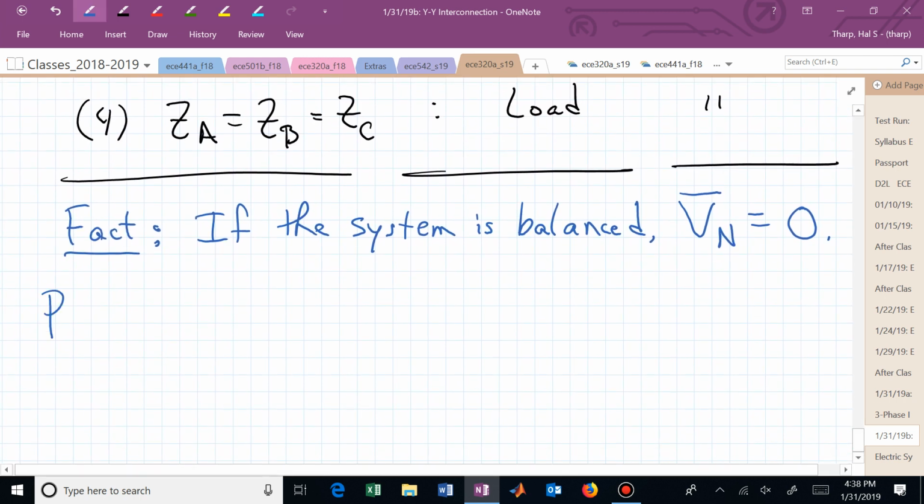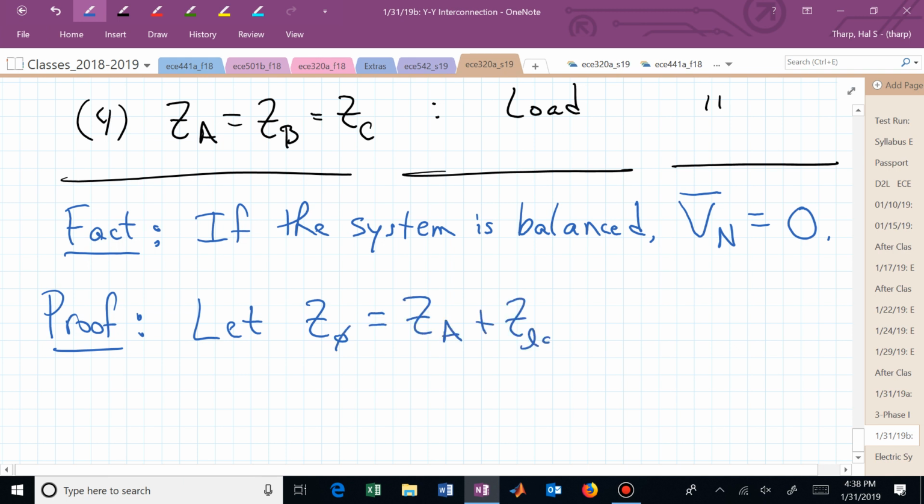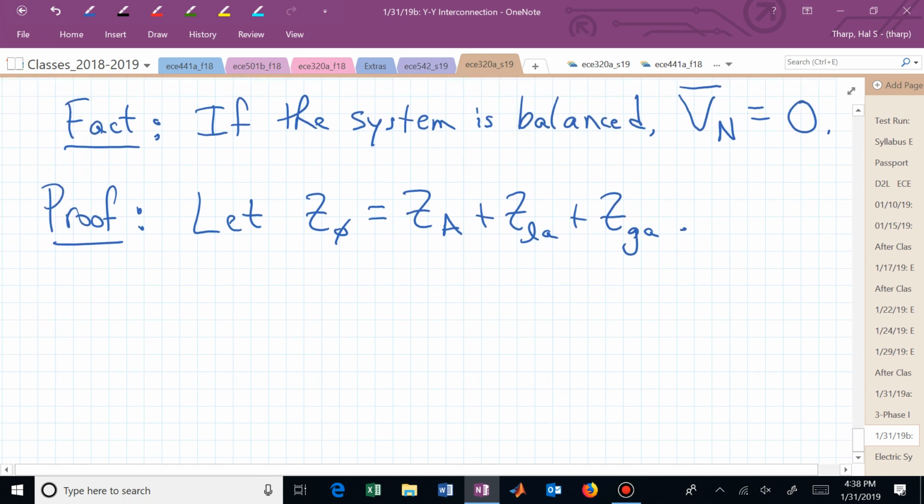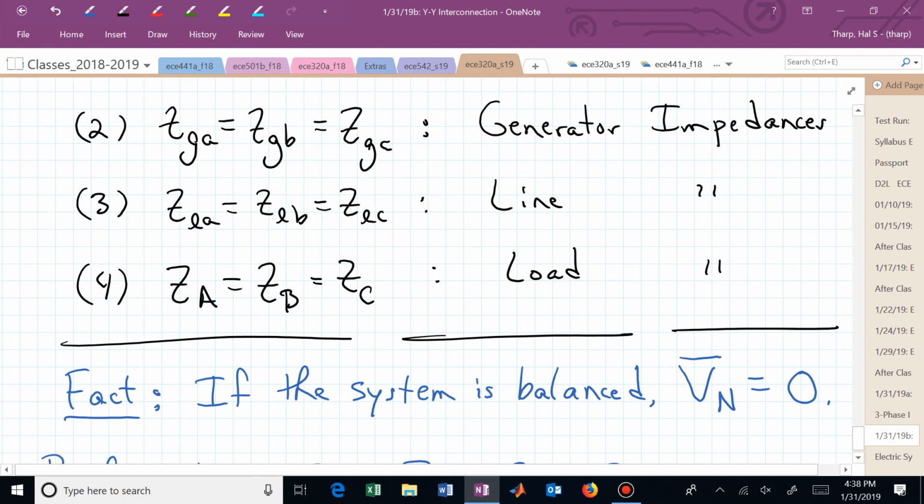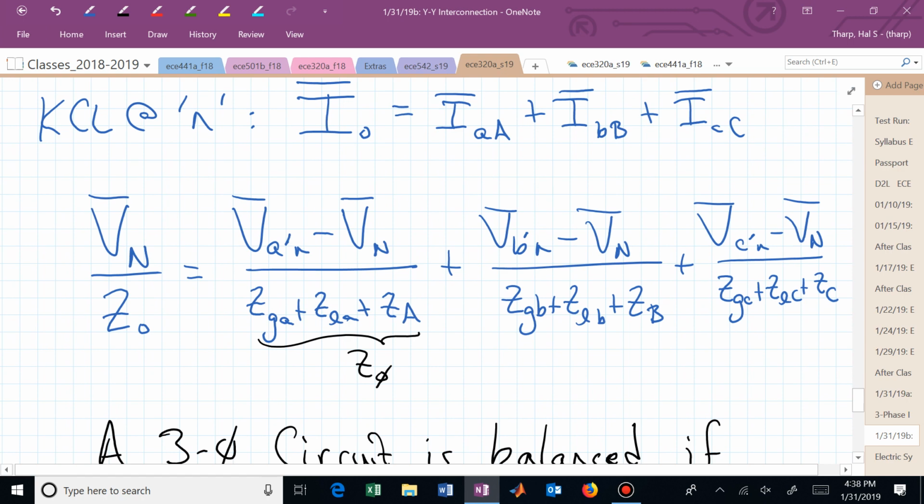And you've probably taken enough math classes that if somebody states a fact, you need to have a proof, right? So let's do kind of an engineering proof of that. Let Z sub phi be Z sub A plus Z sub LA plus Z sub GA. And in our previous formula, we had V sub n's. Let's move all of those to the left-hand side.